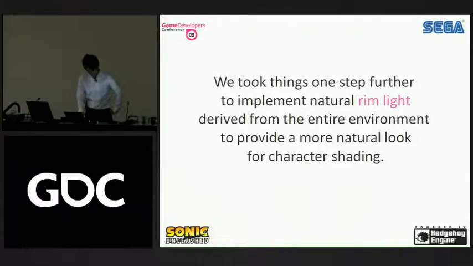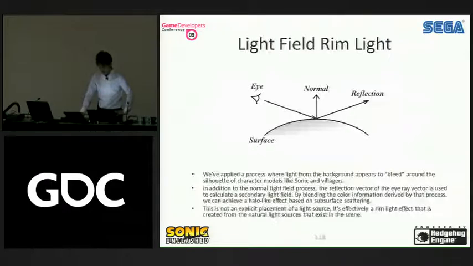Now, we took things one step further to implement natural rim light derived from the entire environment to provide a more natural look for character shading. We call this light field rim lighting. Sonic and the villagers will have something almost like backlighting. And we want more of a halo effect around the outside of the characters.